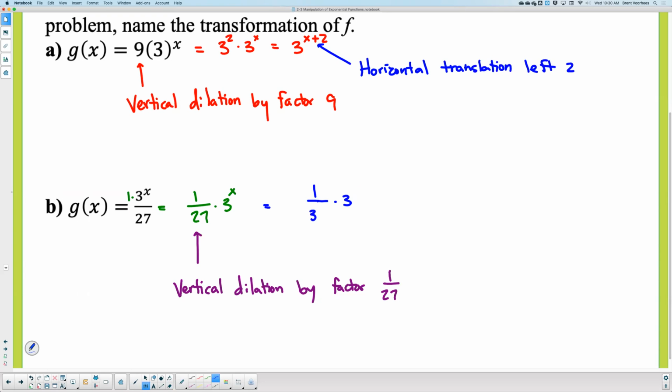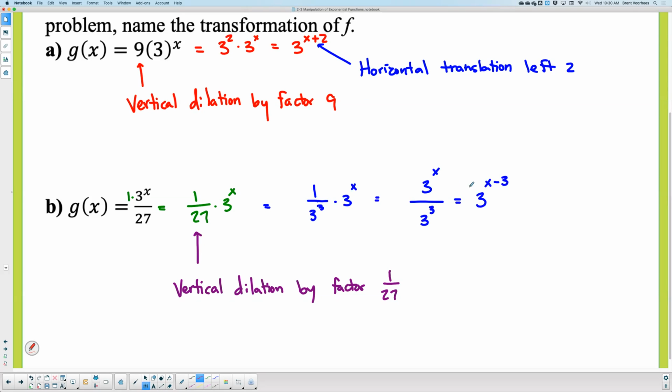Let's try that again. 1 over 3 cubed times 3 to the power of x, which you could rewrite as 3 to the power of x over 3 cubed. This is the quotient property. What happens when you have the same base, but you're dividing? This is where you subtract. This is 3 to the power of x minus 3.